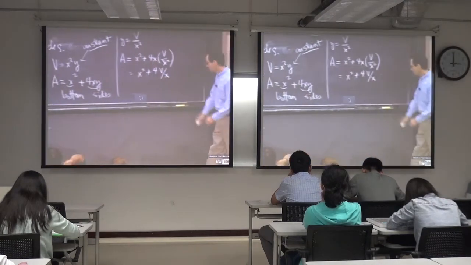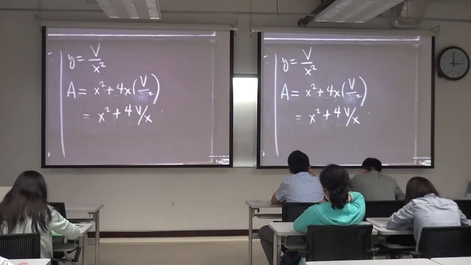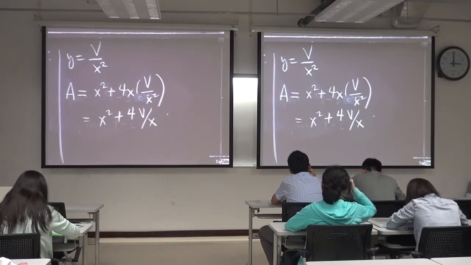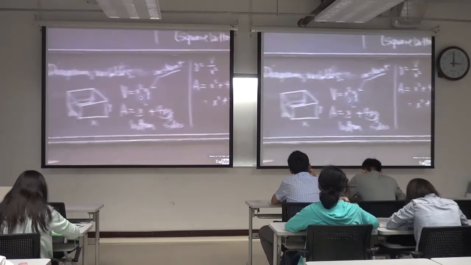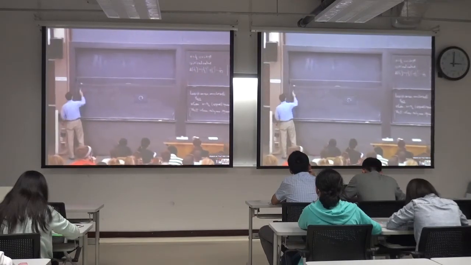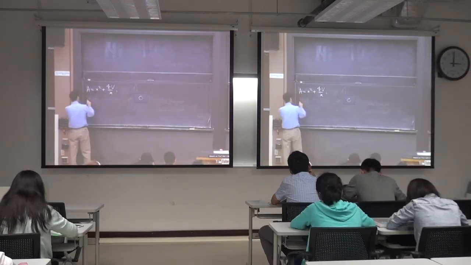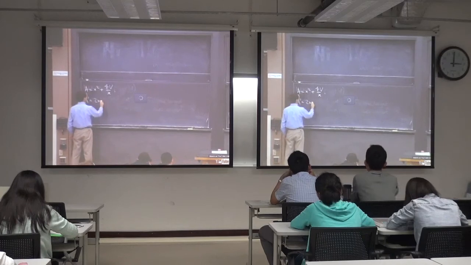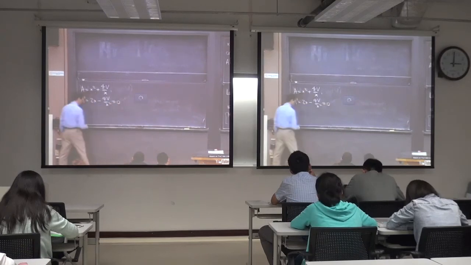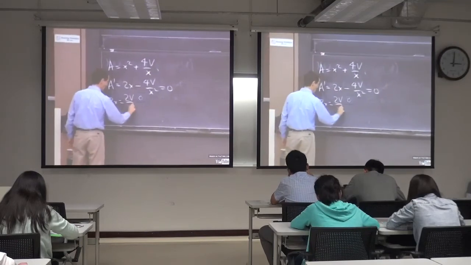Okay, so now, here's our formula for A, and now I want to follow the same procedure as before. We can look for the critical point, or points. So let's take a look. Again, A is x squared plus 4b over x. And A prime is 2x minus 4b over x squared. So if we set that equal to 0, we get 2x equals 4b over x squared.